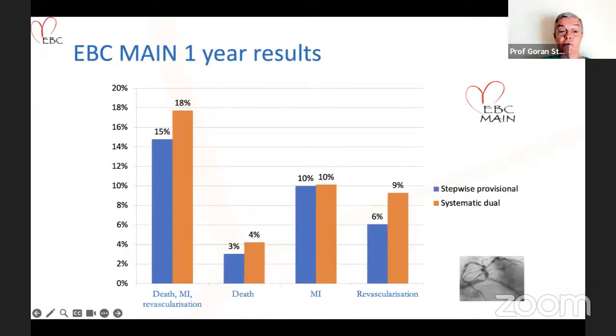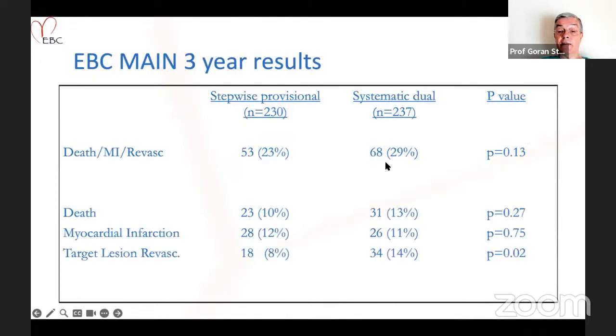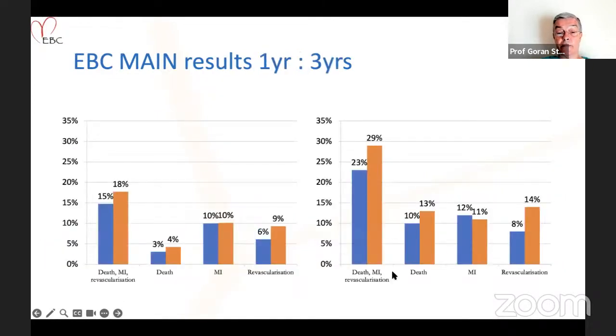These are previous 1 year results, no difference in overall primary endpoint, mortality, MI, and revascularization, with some numerical trend. And these are 3 year EBC MAIN results. Again, no difference in primary endpoint, 23% versus 29%. There is no difference at 3 years in mortality, MI, and there is almost double target lesion revascularization, which attains statistical significance, 8% versus 14%.